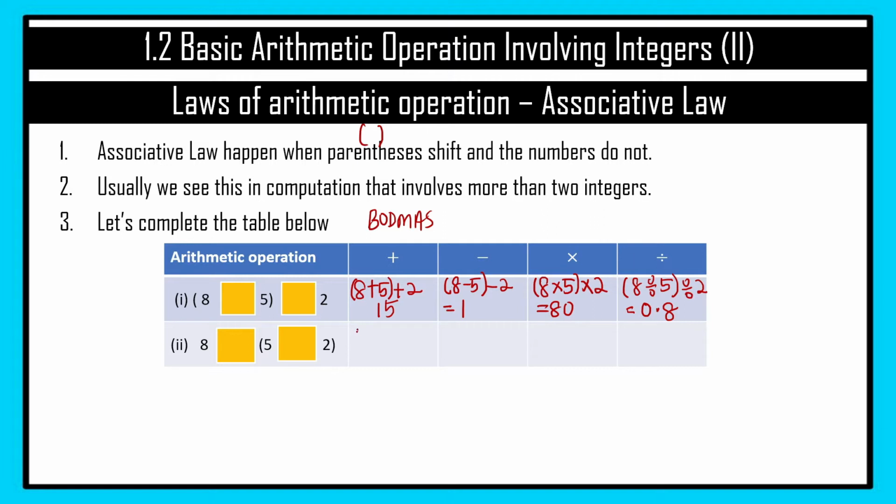The second one is 8 plus bracket 5 plus 2. So we're going to do the bracket first, which is 5 plus 2, 7. And then 8 plus 7 will be 15. The next one is 8 minus 5 minus 2. Alright, so we are going to do the bracket first, which is 5 minus 2. We get 3. And then 8 minus 3, you get 5.